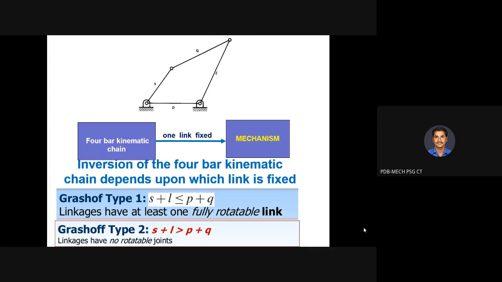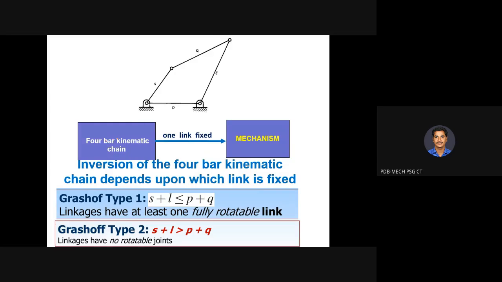Good afternoon. I welcome all of you to today's class. With regard to the discussion in the previous class, I think we talked about the inversions of the 4-bar mechanism and type 1 and type 2 linkages, correct? Okay. We can continue the discussion today also. Let's have a quick review of the previous class.